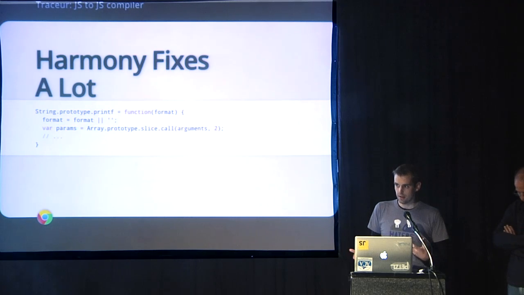So for example, Node has its own require system, which is synchronous, right? Which mirrors the apparently synchronous behavior of what's happening under the covers in Harmony modules. And so we see this pressure being taken off of patterns and off of libraries by the language when we move to Harmony features.